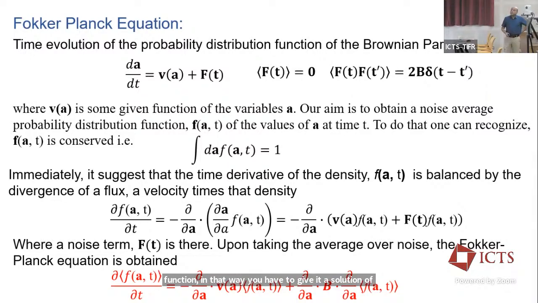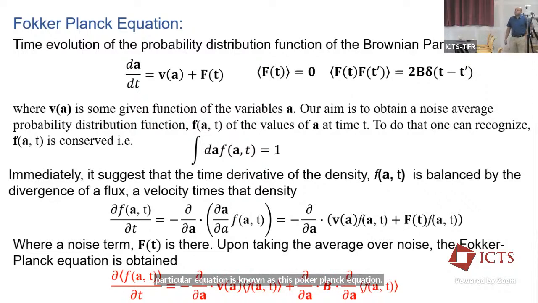So the next step, we can imagine: instead of solving this kind of dynamical stochastic differential equation, can we convert this sort of equation to an evolution of the probability distribution function? The evolution of the probability distribution function, that is the question. Yes, you can do it, and that particular equation is known as the Fokker-Planck equation. How do we get that?